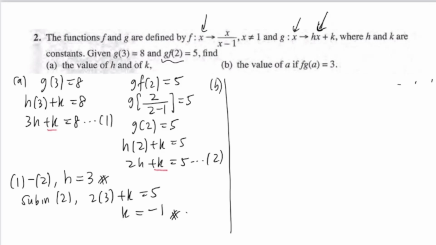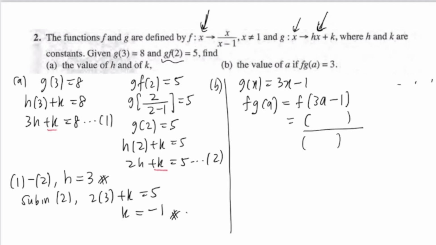Next one. Find the value of a if fg(a) is now 3. Now that we know g(x) is h, which is 3, x plus k, k is negative 1. So fg(a) means we are going to put a inside your g. So it looks like this: 3a minus 1. Instead of writing g(x), we write g(a). So it's 3a minus 1. Now take this and put inside your f. Remember, f(x) is x over x minus 1.